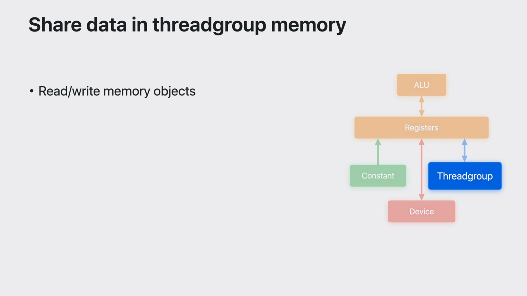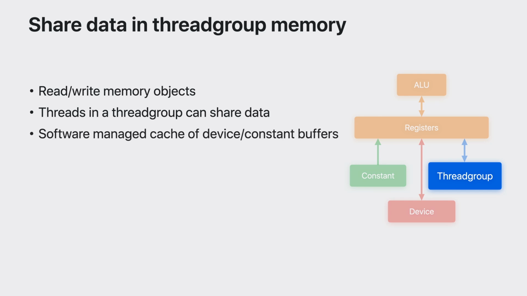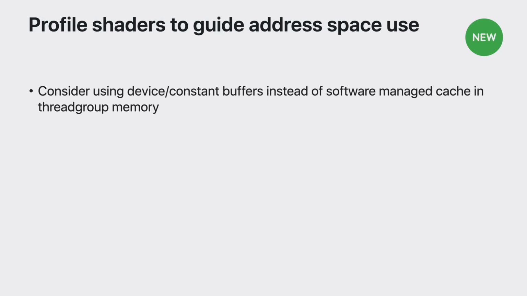Thread group address space is for read-write memory objects too. Threads in a thread group can work together by sharing data in the thread group memory. They are often faster in most cases. In some use cases, thread group memory is used as a software-managed cache of device or constant buffers. For example, blocks of device memory are copied into thread group memory to operate with. It can be faster in some cases. With the new advancements in Apple Family 9 GPU's shader core memory, the trade-offs on when to use thread group memory might be different from prior GPUs.